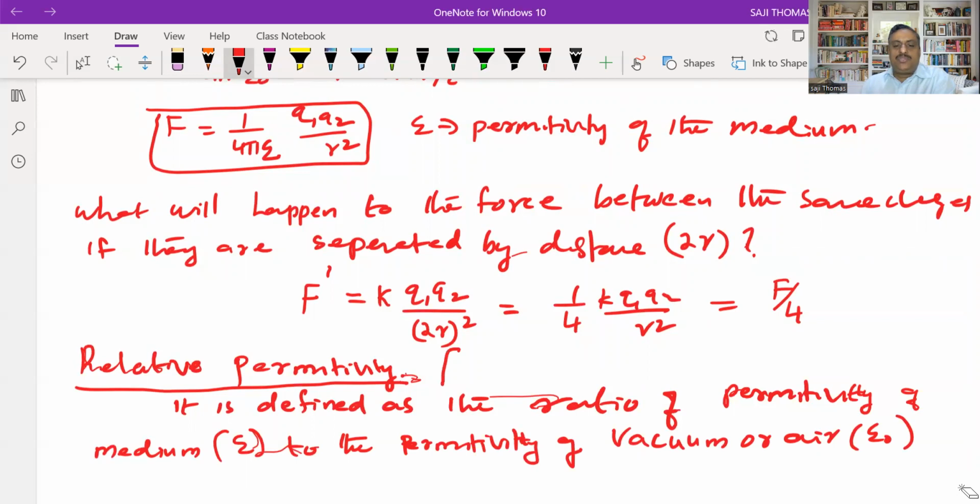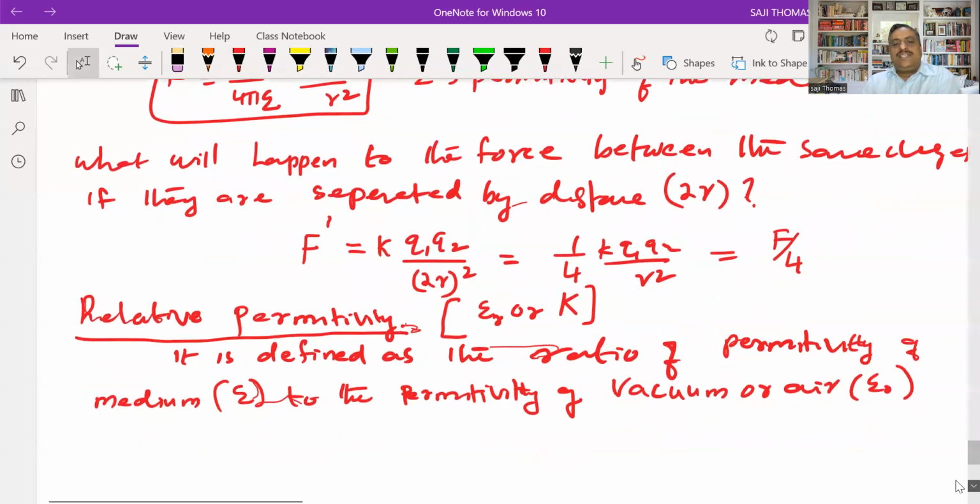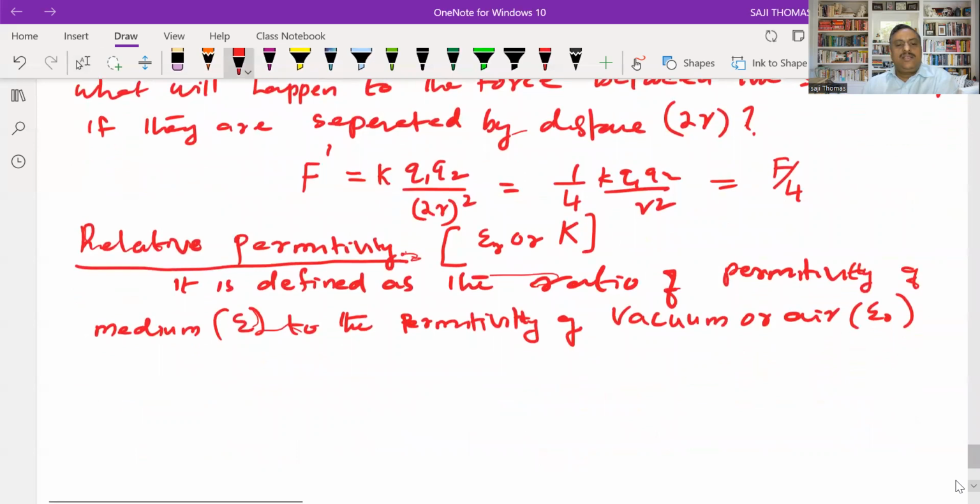Relative permittivity, we can use the symbol epsilon R, R for relative permittivity, or we use the letter capital K. Capital K is also known as dielectric constant. Epsilon R or K is known as relative permittivity or dielectric constant. So what is the equation? Epsilon R or capital K equals epsilon by epsilon 0. This is the equation.